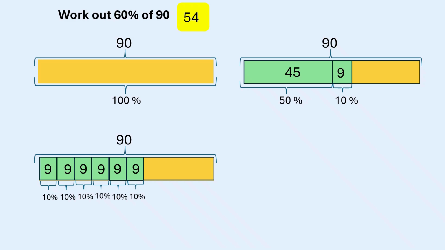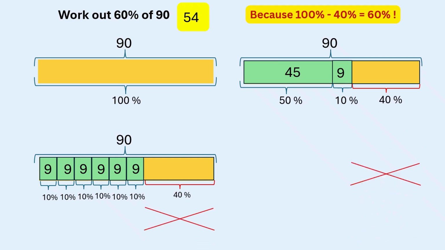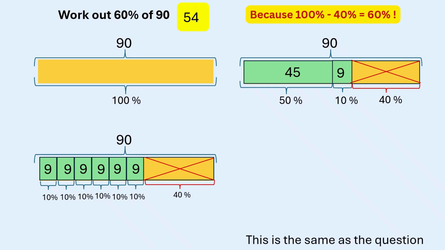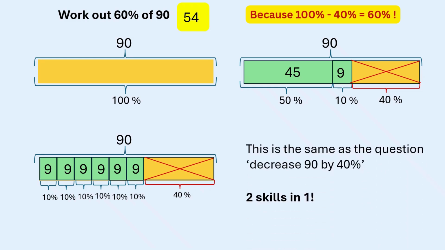Well, if the whole thing is 100%, that means we would be getting rid of 40% or reducing it by 40%. So we're taking that off. So this question, work out 60% of 90, is the same as the question decrease 90 by 40%. So we can do 2 skills in one. So if we know that we are keeping 60%, that's the same as reducing it by 40%.